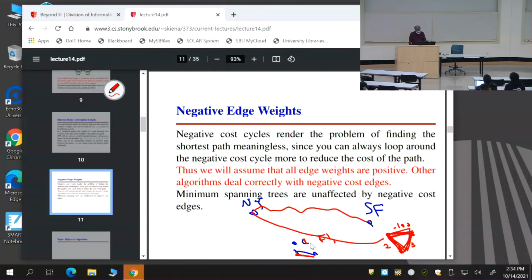Does everybody see what's going to happen here? You're going backwards. It's back to the time of the dinosaurs. Back to the time of the Earth's creation. Does everybody see what the problem is? What's the shortest path from New York to San Francisco if you have negative cost cycles? It's infinitely small and you never reach there. Does everybody kind of get that idea?